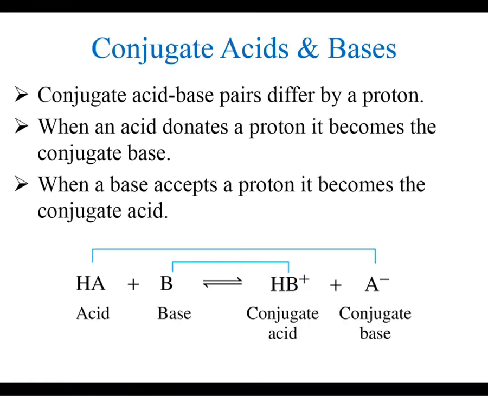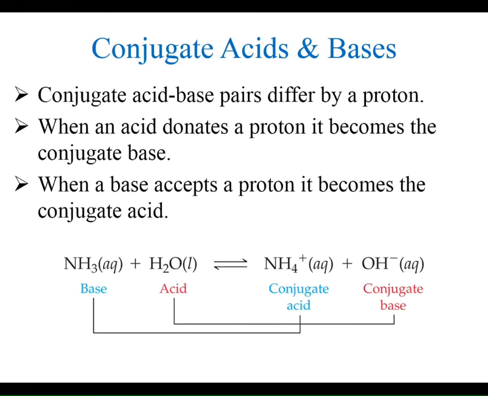Okay, so I want to show you another example. The one we just did: NH3 plus H2O goes to NH4 plus OH minus. So, compare the left side and the right side. NH3 went to NH4 plus. So the NH3 apparently gained an H plus, right? If it gains an H plus, that makes it an acid or base? Acids give H plus. If it takes an H plus. So NH3 went to NH4 plus.